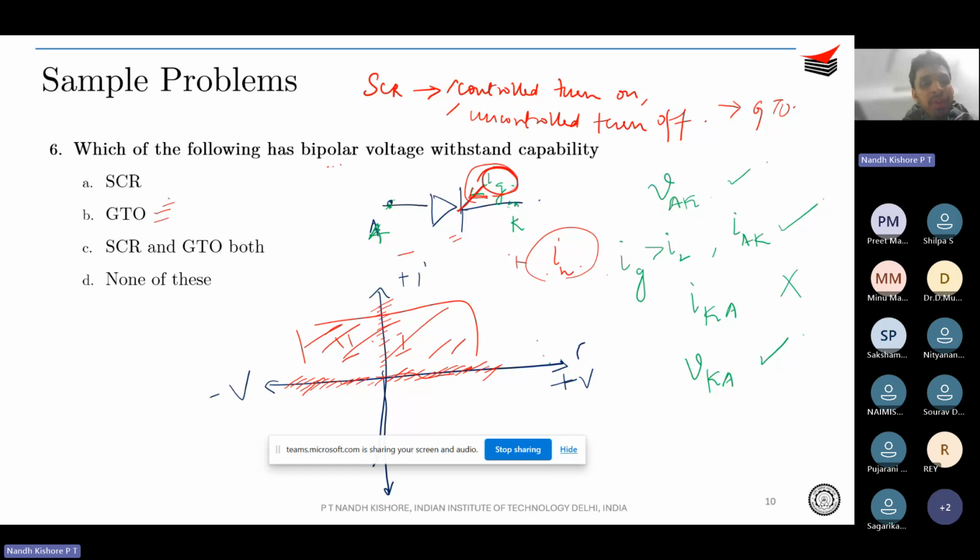However, pertaining to this question, GTOs and SCRs are similar in terms of their bipolar voltage resistance capability. Therefore, both SCR and GTO can block both positive and negative voltages.